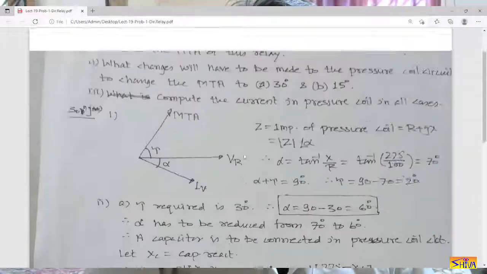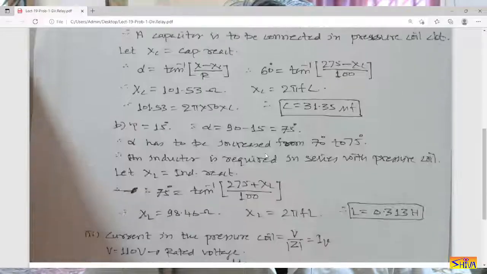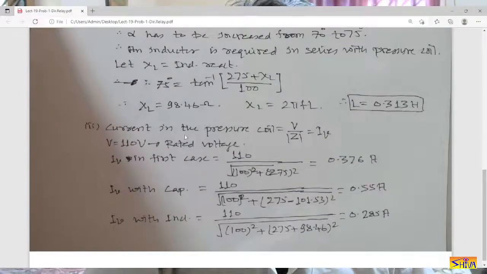The third part of this numerical is to compute the current in the pressure coil in all cases. So in the first case, there is neither added inductance nor capacitance. So current is V upon Z, that is IV. V is rated voltage. So IV in the first case is 110 divided by magnitude of Z, that is square root of 100 square plus 275 square. It is coming 0.376 amperes.